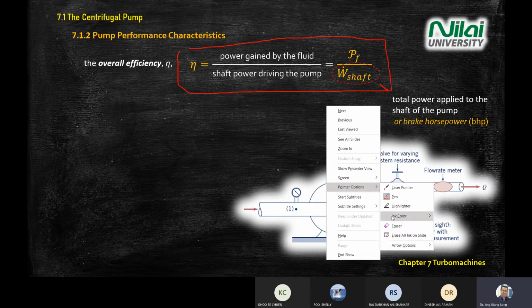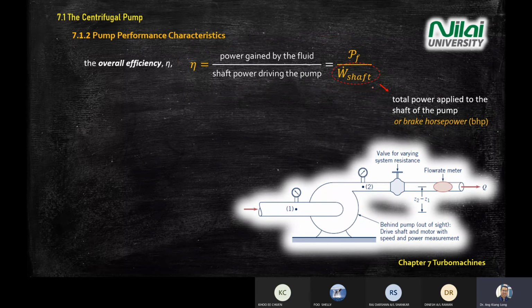So what does it mean? I put some notes on the screen here. The lower one here is the total power applied to the shaft, or we call it brake horsepower, BHP. So this name you will see in the centrifugal pump specification. If you buy a pump, they will put a brake horsepower inside the spec there. Okay.